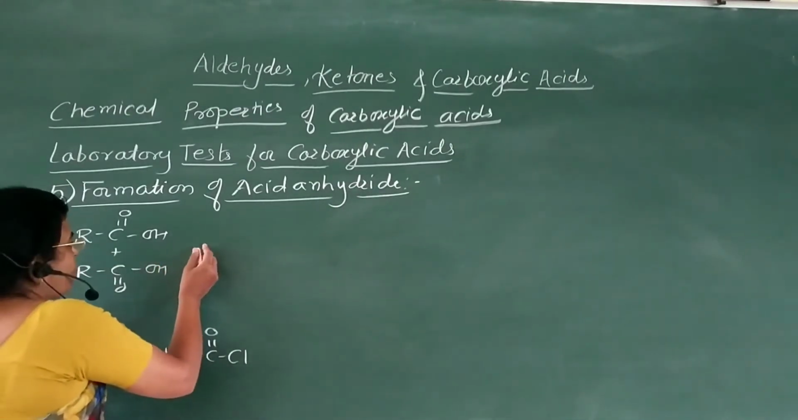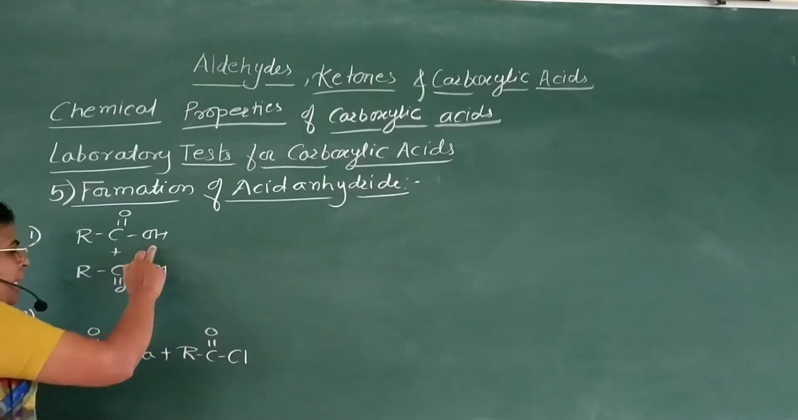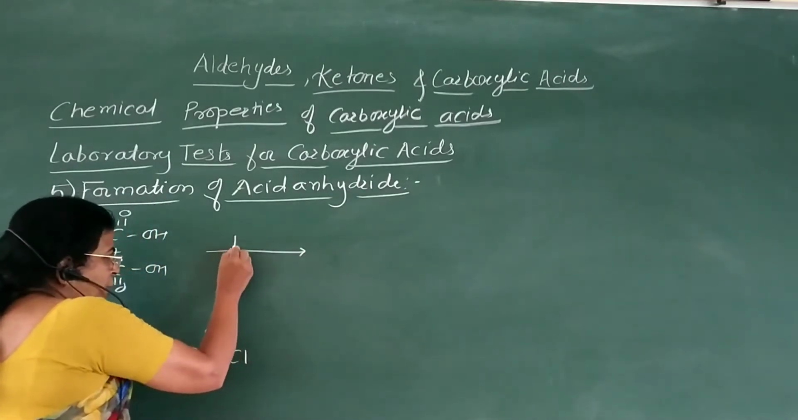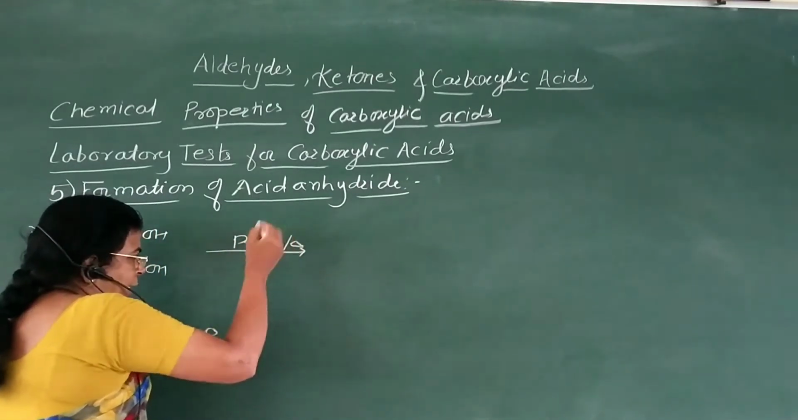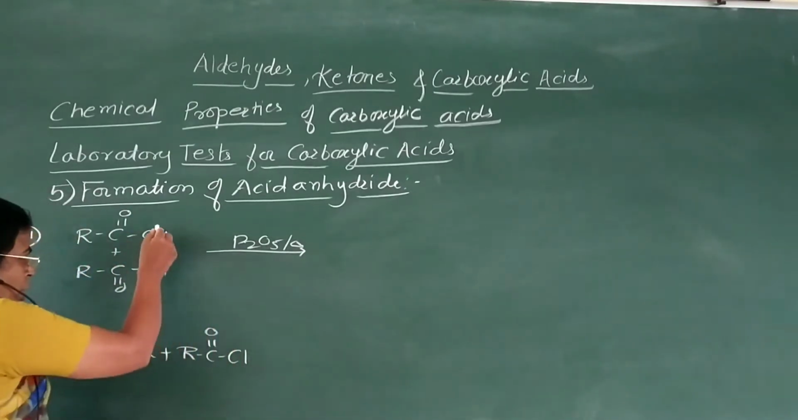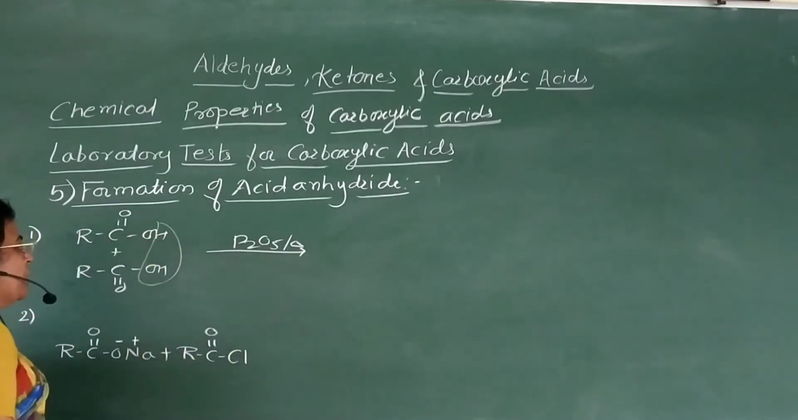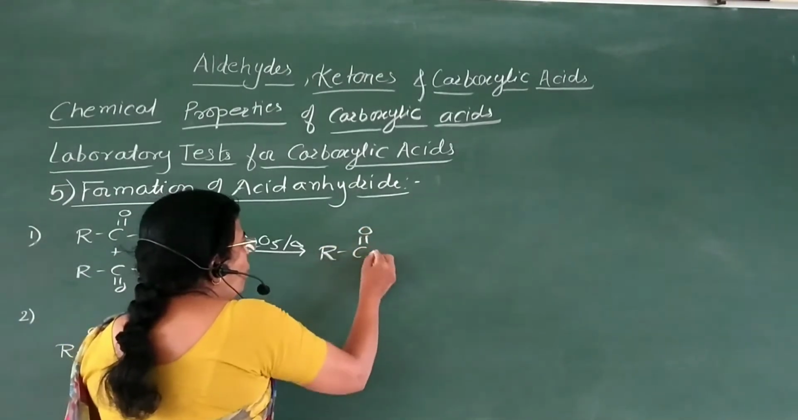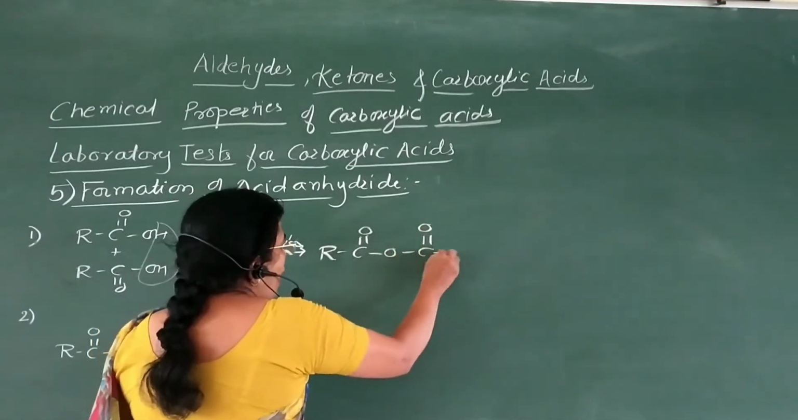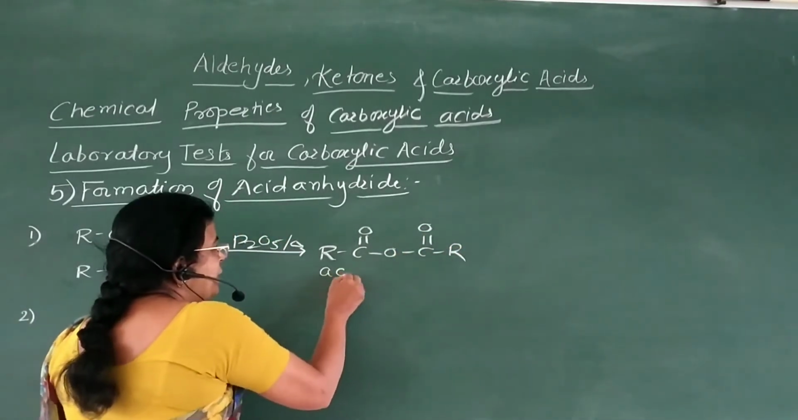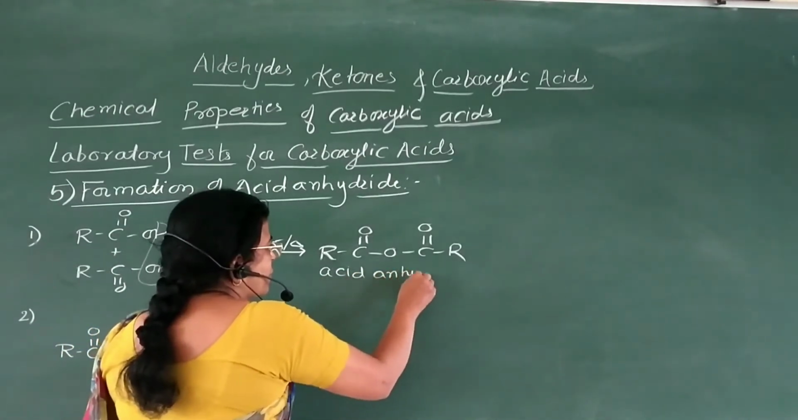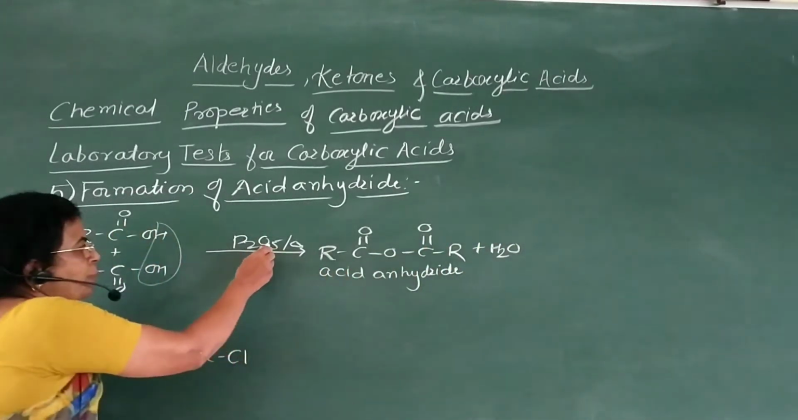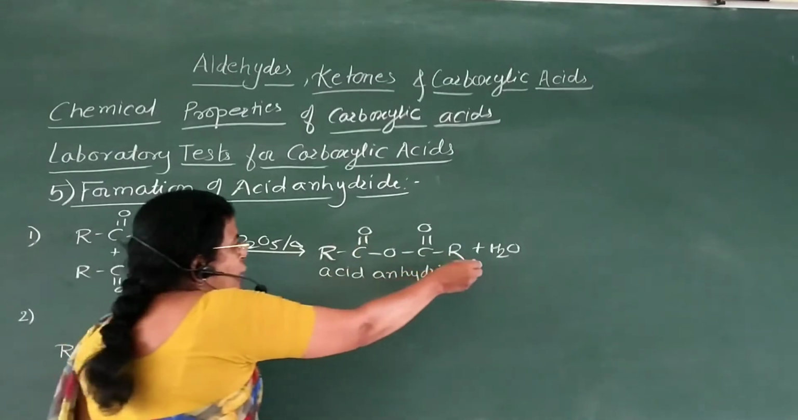Now look here, this is one carboxylic acid and this is the second molecule of carboxylic acid. When it is heated in presence of P2O5, that is phosphorus pentoxide, or in presence of concentrated H2SO4, then removal of H2O takes place. Now this is converted into RC double bond O, O, C double bond O, R. This is acid anhydride plus H2O. Here, due to the presence of this strong dehydrating agent, this H2O is removed.